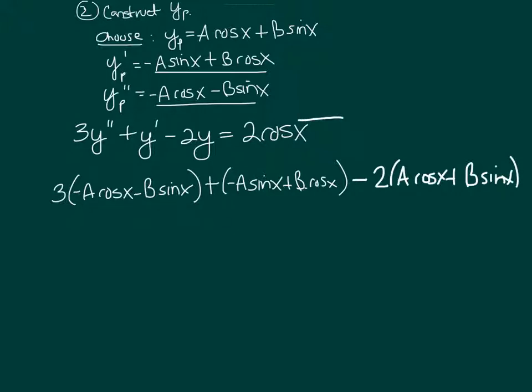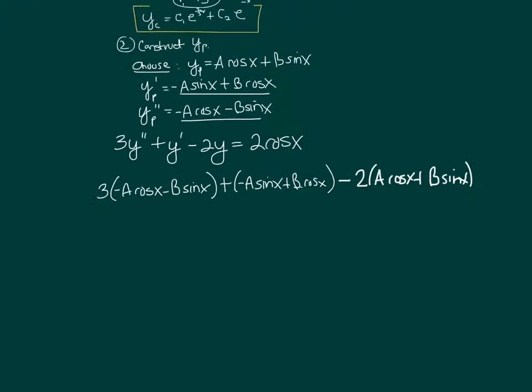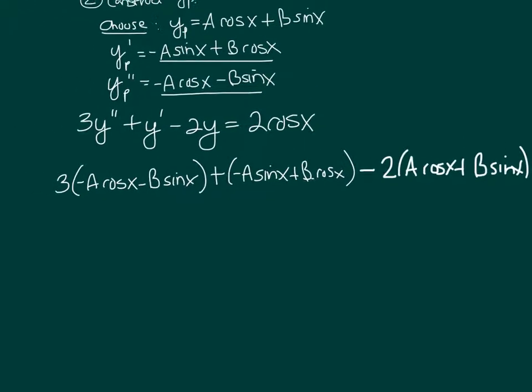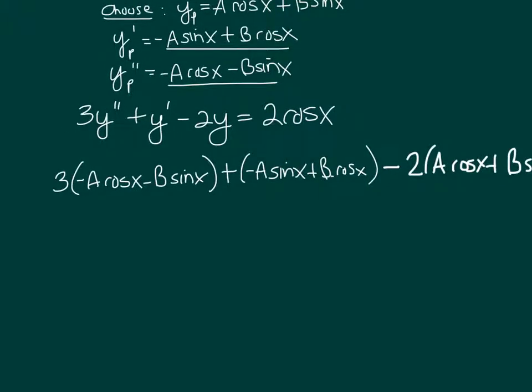And of course I wrote that really big, so let's make it a little bit smaller. And then we finally have 2 cosine x. Let's simplify these terms a little bit using the distributive property. We have negative 3a cosine x minus 3b sine of x.